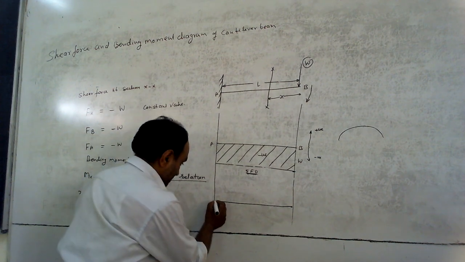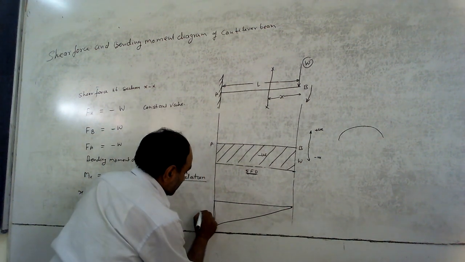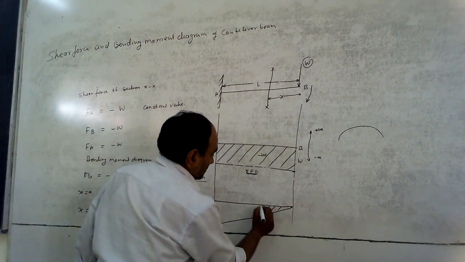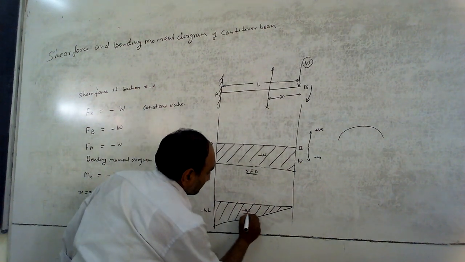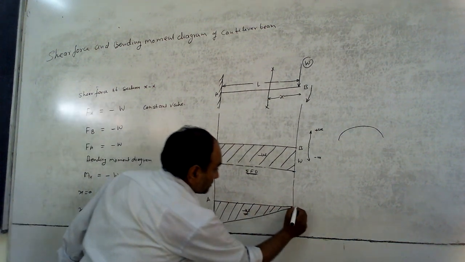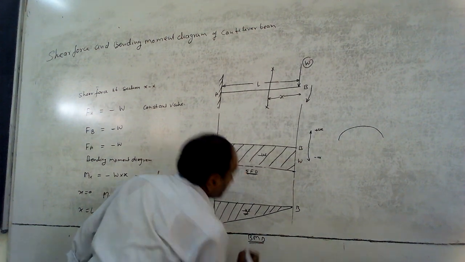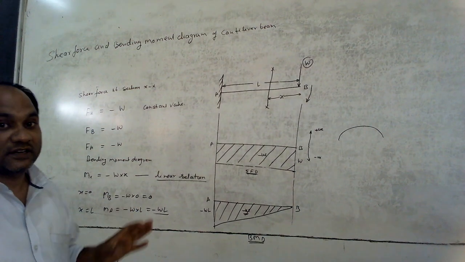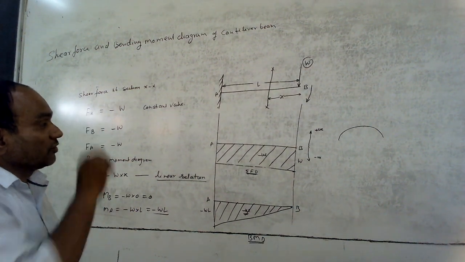The negative is we have to draw downward. Minus W into L. This is it. This one is again negative. A, this is B, bending moment diagram. So in this way we can draw the shear force and bending moment diagram of a cantilever beam for various forces that are acting over this.